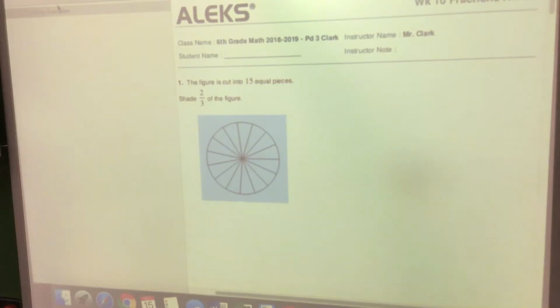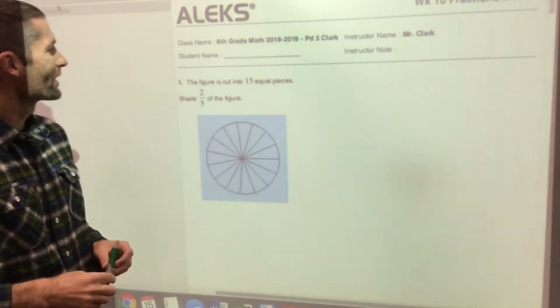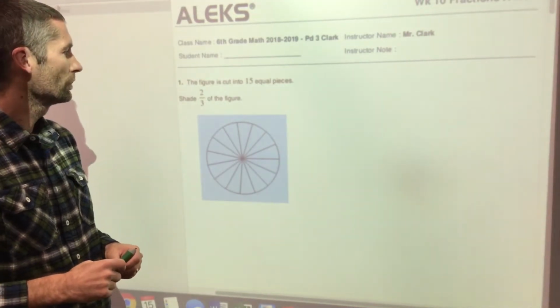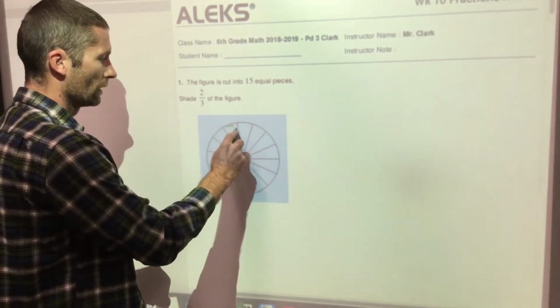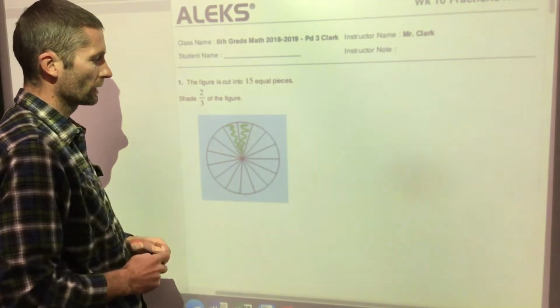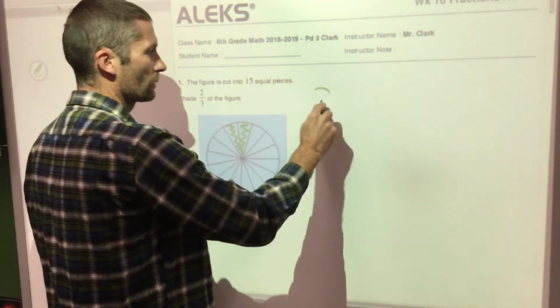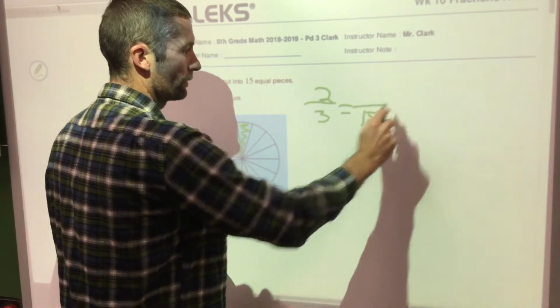All right, this is week 10, fractions homework. First question, the figure is cut into 15 equal pieces, shade 2/3 of the figure. So we could go through and we could shade 2 out of 3. Skip 1 and keep doing that. We also know there's 15 equal pieces, so 2/3 equals something 15ths.